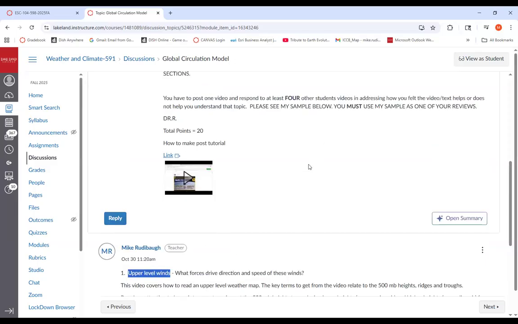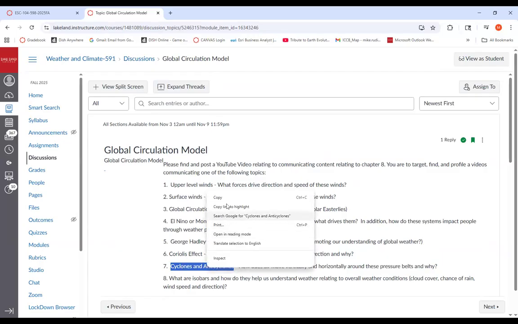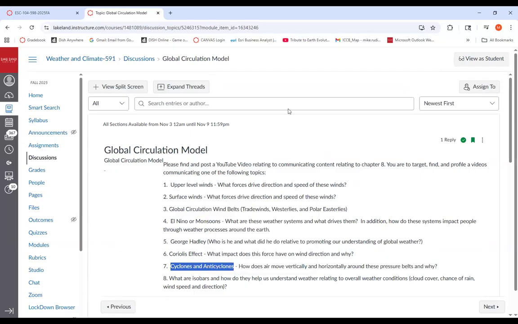You just take the topic. So obviously I've done this one, but I could promise you, understanding weather with high and low pressure systems, high and low pressure systems are called cyclones and anticyclones. I would copy that topic. I'm going to stop the share, and I'm just showing you how to do this one now.